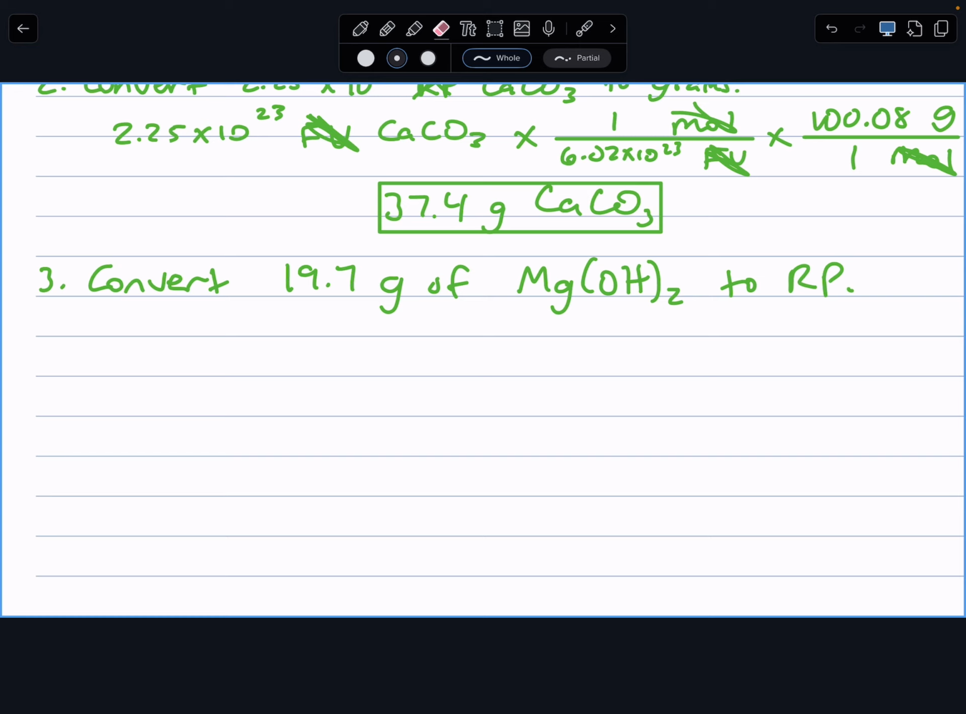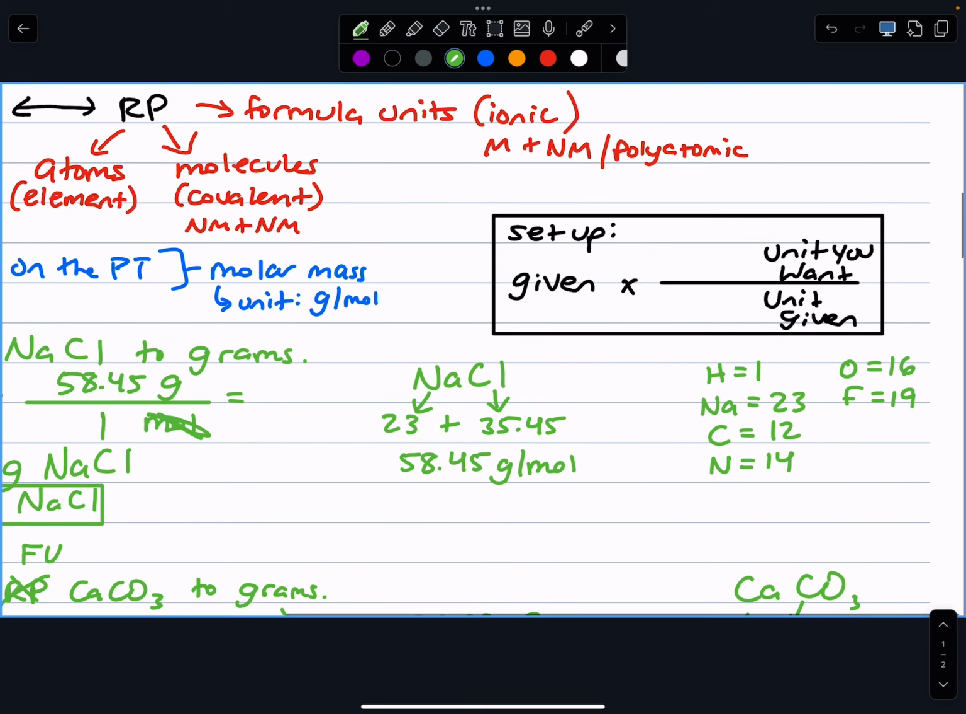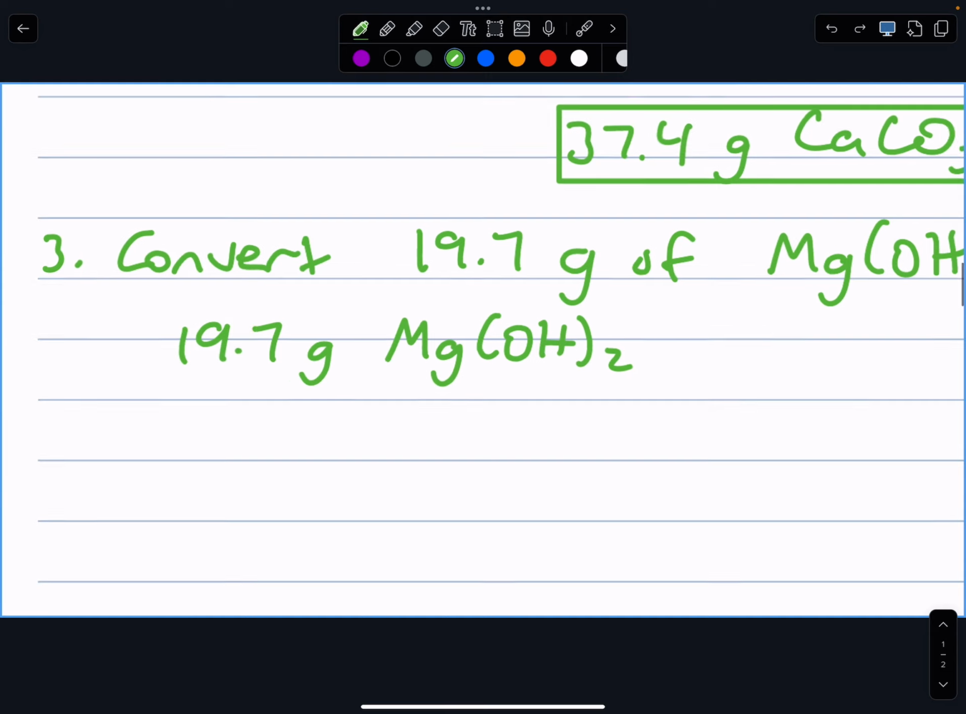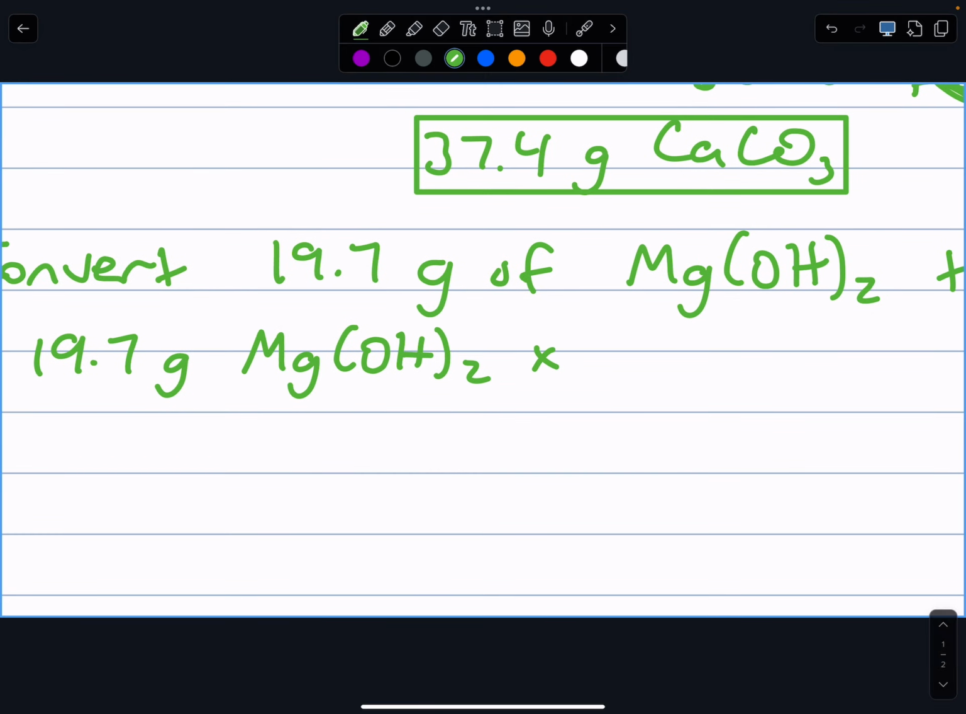Okay. I'm starting with what I know. What do I know? What's my given? Grams of. Look at that, that was my given, right? I take my given and do what with it? Times it by a what? A fraction. I want you to say that word. I always take my given and times it by a fraction.